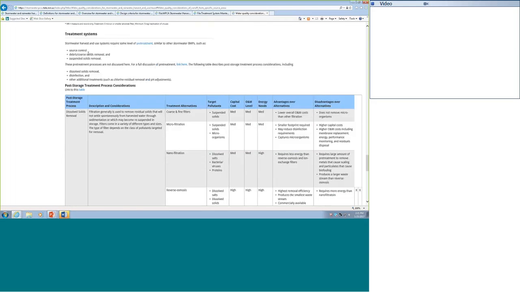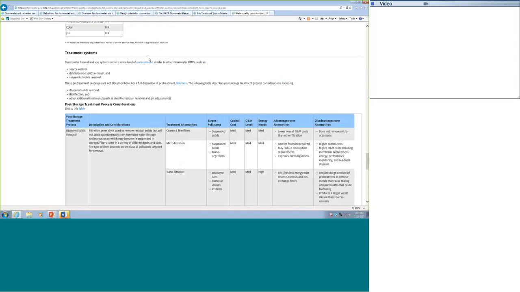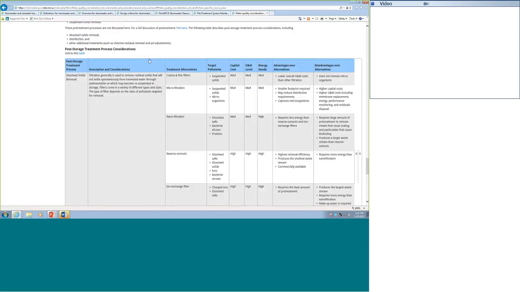And then we get into our treatment system. One thing we wanted to point out: pre-treatment, so the source control, removing suspended solids or your coarse solids, is already covered in a previous section of the manual, so there's a link to that section. They're not discussed here. What is discussed here in detail, which is new for this type of BMP, is post-storage treatment. I think we were just talking about this.